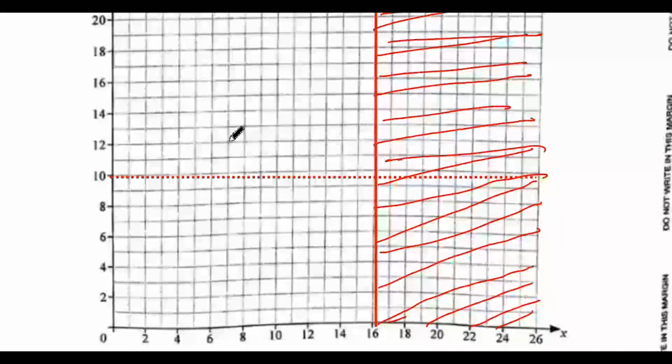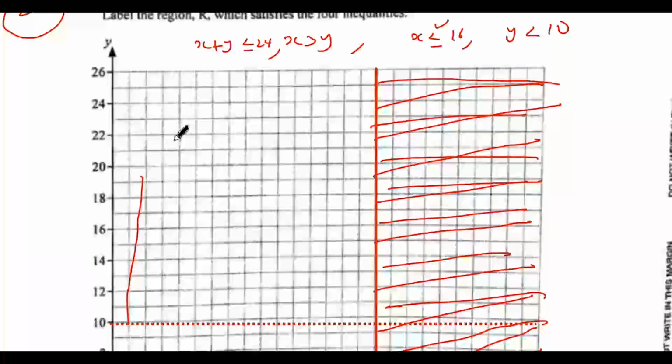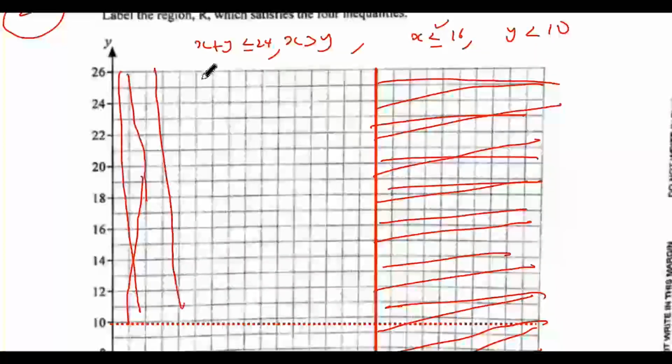So y less than 10, the wanted area will be this side. This is where you have all the values of y that are less than 10. The unwanted one will be up. Let's scroll up a little bit like this. We need to do this, we don't need this. So this is the unwanted area for this one. So you shade like this.